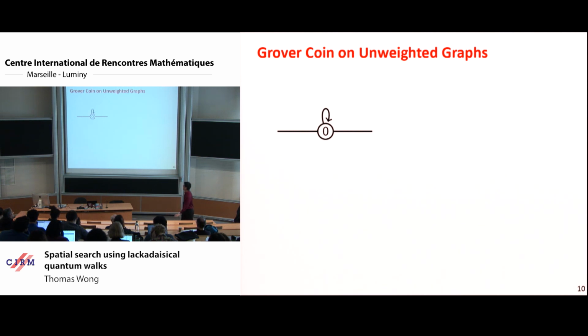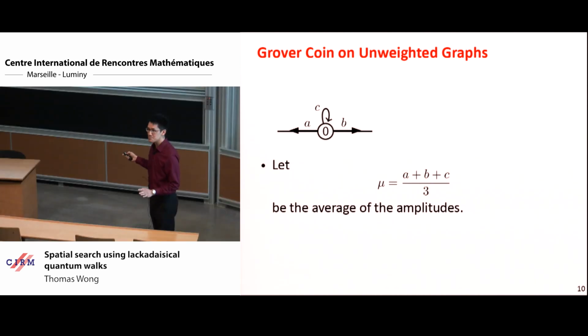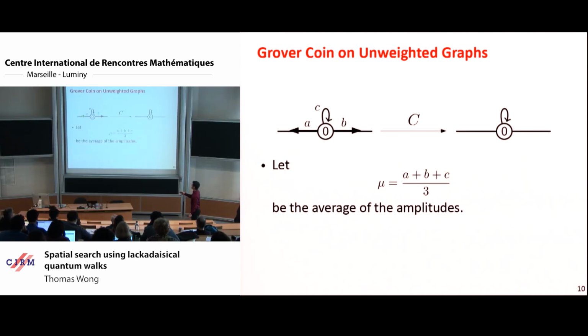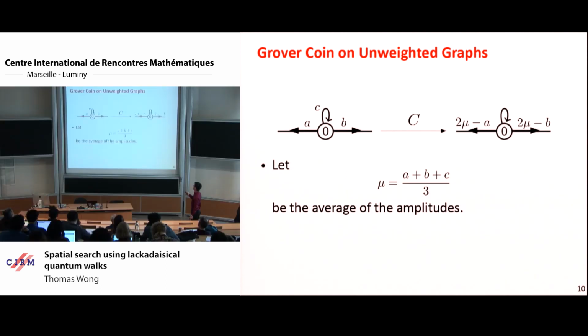So with this normal Grover coin, let's see how it acts on the amplitude. So let's say you're here and you're pointing left with amplitude A, you're pointing right with amplitude B, and you're pointing to yourself with amplitude C. So what we're gonna do is we're gonna let mu be the average of these amplitudes. So it's literally A plus B plus C divided by 3. So it's just the average of these amplitudes. What the Grover coin does is it transforms this state into the following. So where there was an amplitude A of pointing to the left before, it now becomes 2 times the average minus A. And then where there was B before, it becomes 2 times the average minus B. And where there was amplitude C, it becomes 2 times the average minus C.